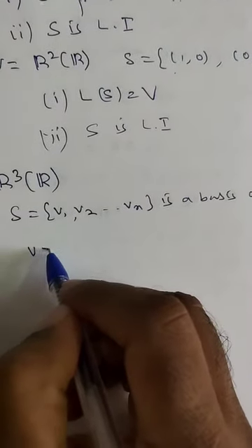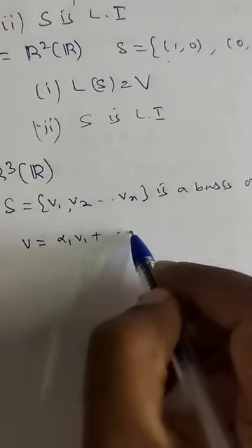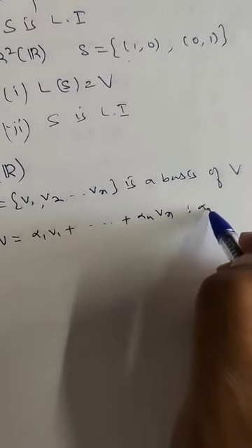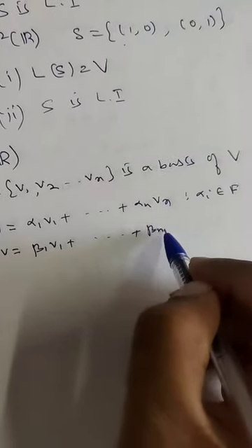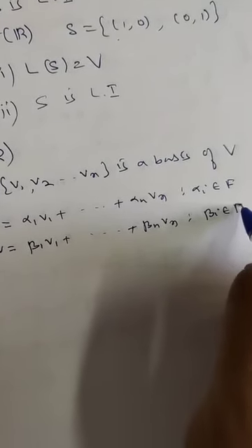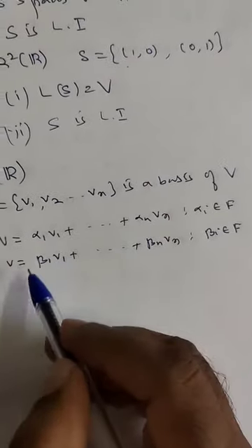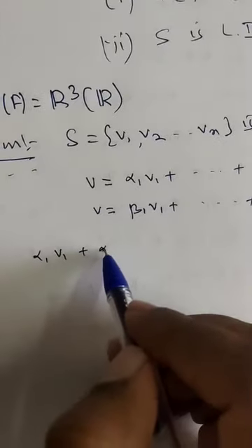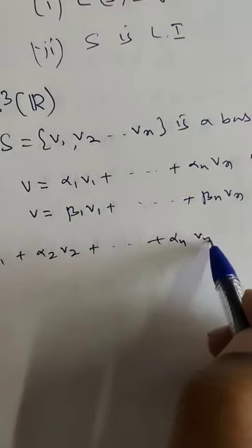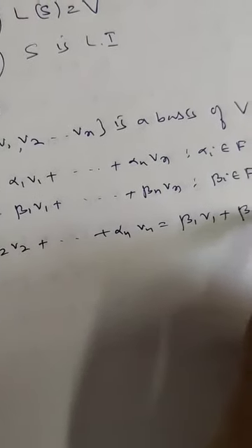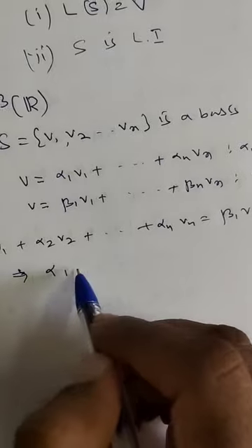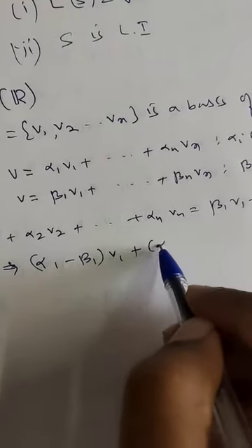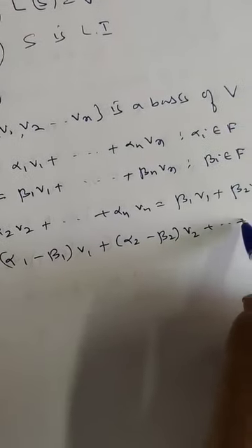Suppose the element V is written as alpha 1 V1, etc. alpha n Vn, where alpha i belongs to F, and the same element V is also written as beta 1 V1 and so on, beta n Vn, where each beta i belongs to F. Then V equals V means alpha 1 V1 plus alpha 2 V2, etc. alpha n Vn is equal to beta 1 V1, beta 2 V2 and so on, beta n Vn. So this implies what? Alpha 1 minus beta 1 times V1 plus alpha 2 minus beta 2 times V2 and so on, alpha n minus beta n times Vn is equal to 0.